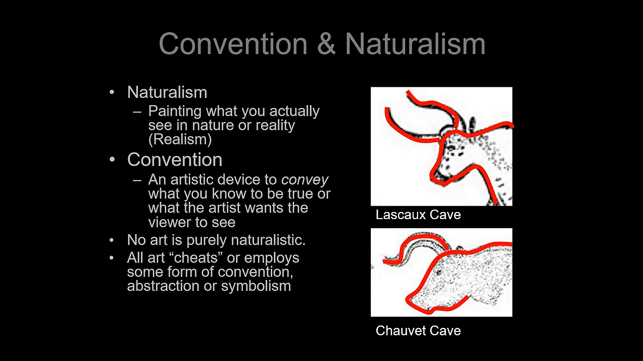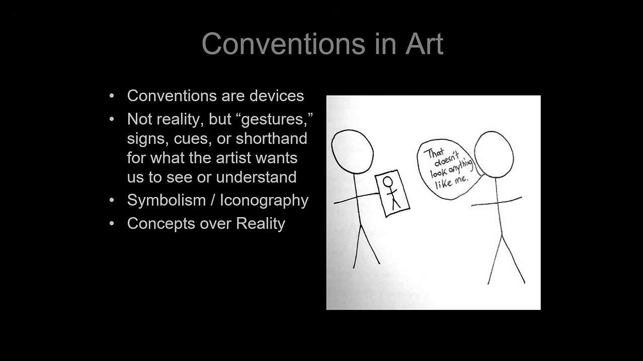All art cheats. That is, every artist since the history of history, since the beginning of prehistory, has cheated to convey not reality, but what they want us to see. Why is this important? Because conventions are a way we communicate meaning. They're devices. And I love this illustration because the stick figure doesn't look anything like a human being. Just like that smiley face doesn't look anything like a smiley face. It's a convention. It's a way of showing what we believe to be true, what we want people to understand.